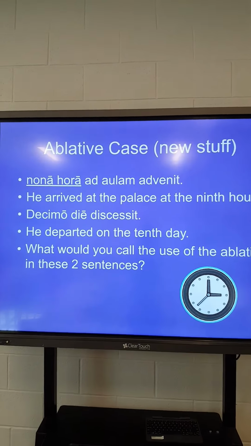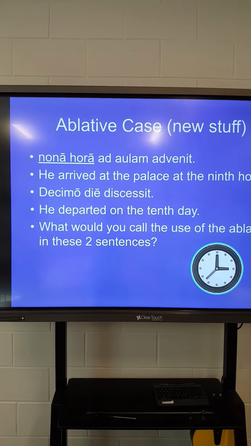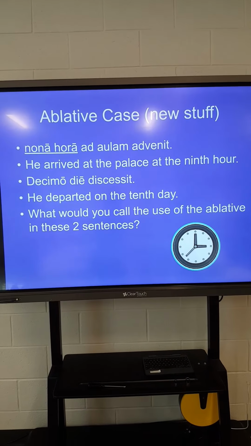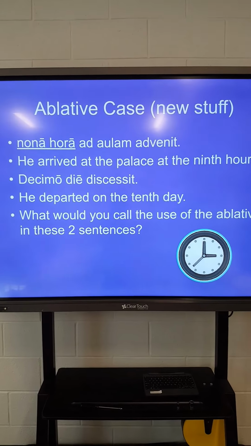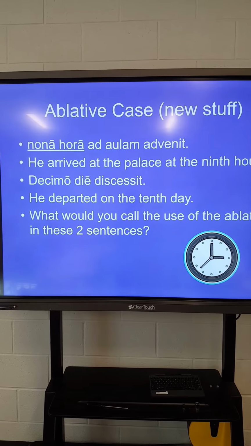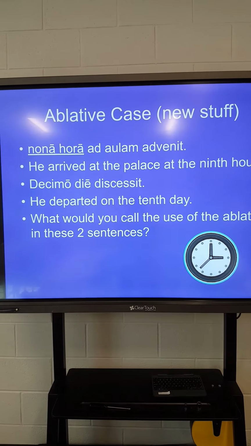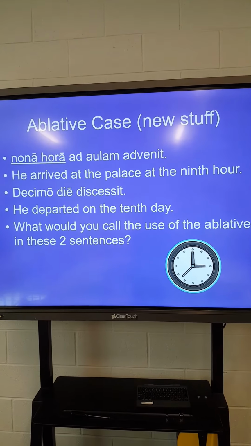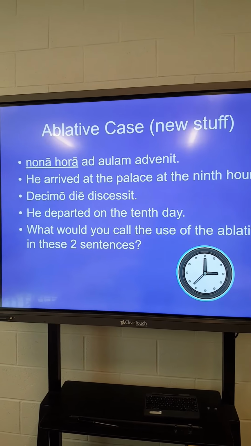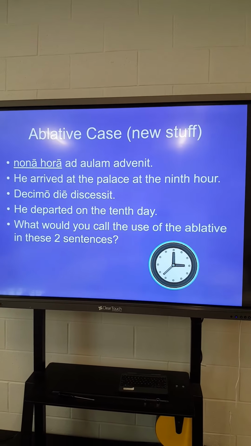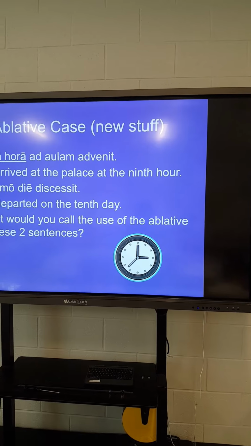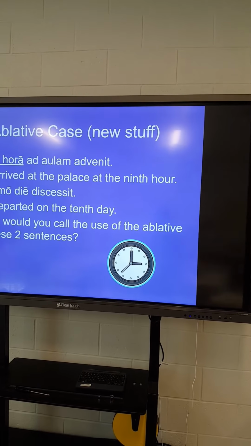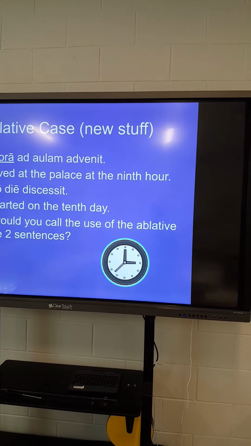There's another ablative, and I'm going to see if you can come up with a name for it, because you're probably going to have it exactly right. Nona hora, at the 9th hour, advenit, he arrived at the palace. So he arrived at the palace at the 9th hour. Decimo die discessit, he departed on the 10th day. Decimo like decimal, on the 10th day. So what would you call this use of the ablative? If it's at the 9th hour and it's on the 10th day, then it's an ablative of, you got it, ablative of time. So we have ablative of means, which is a tool, and ablative of time, which is a relationship to some kind of day or time of day.